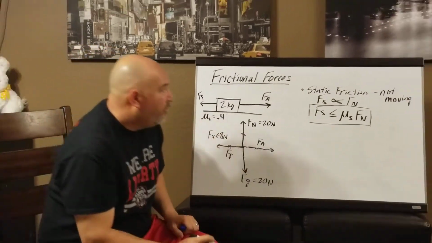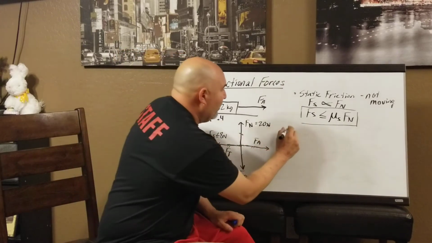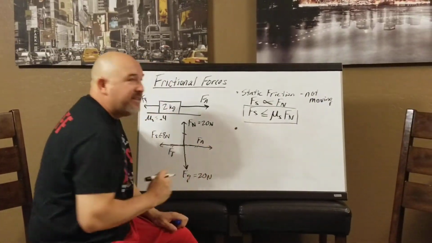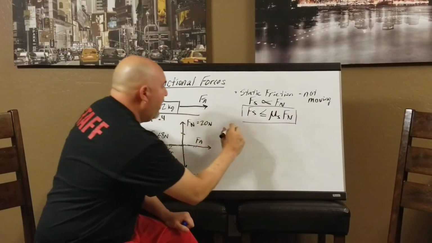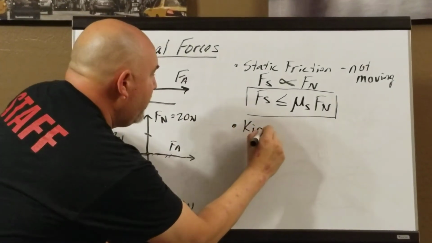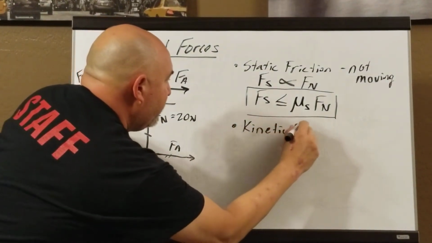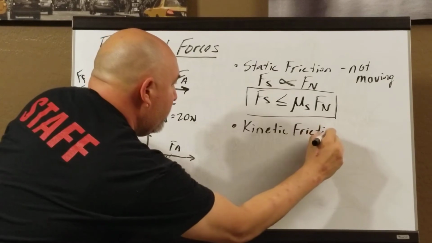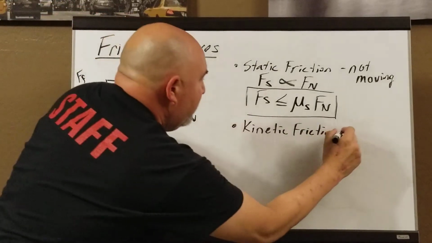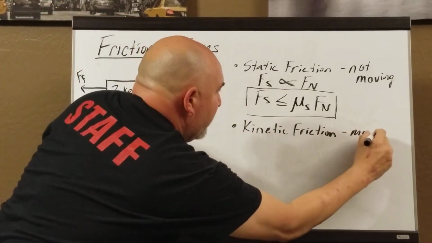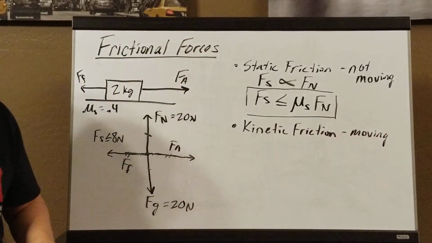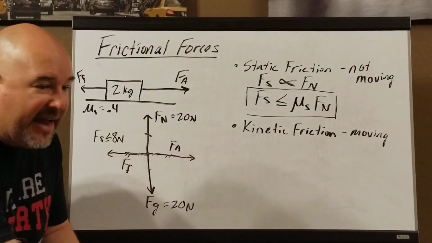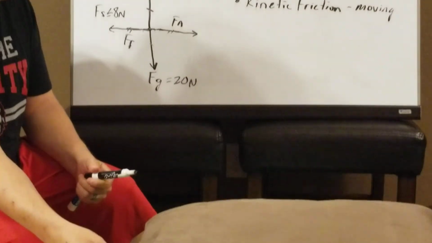When the object starts moving, well, guess what? We start acting against a different type of friction, and that different type of friction is called kinetic friction. So this is when an object is moving. So when an object is moving, we are acting against kinetic friction. So static friction, static friction, static friction, all of a sudden, bam, it starts moving, and now I'm acting against kinetic friction.